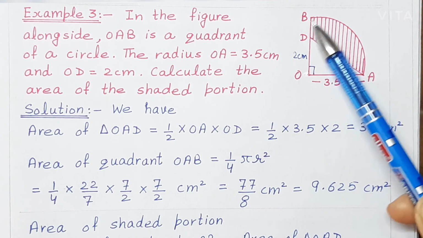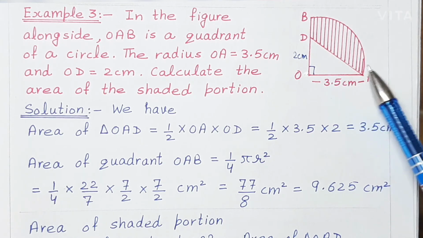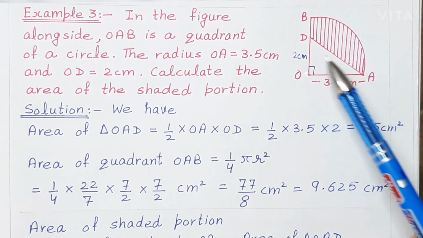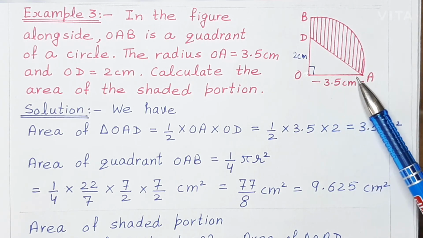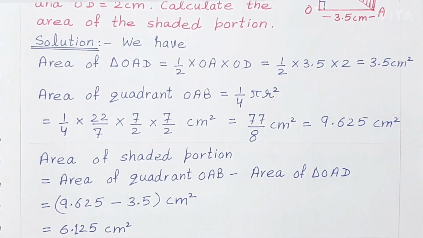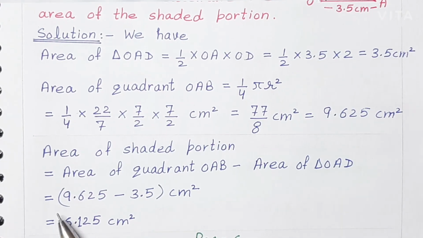Now, area of shaded portion, as I told you, is area of quadrant minus area of triangle. So, the difference of the two values is 9.625 minus 3.5. That is equal to 6.125 centimeter square. Clear?